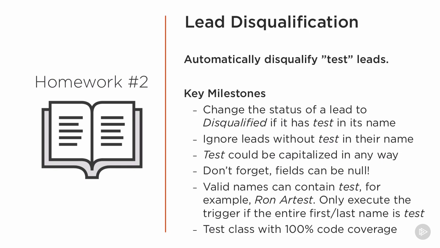Here's homework assignment number 2. Again, pause the screen here and finish all the milestones before moving on to the next assignment. One challenge you can add to this assignment is to also automatically disqualify leads that have the name David Liu.